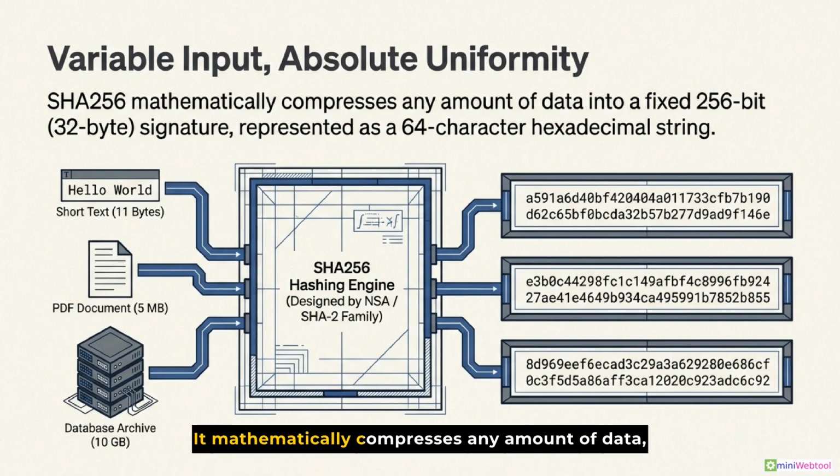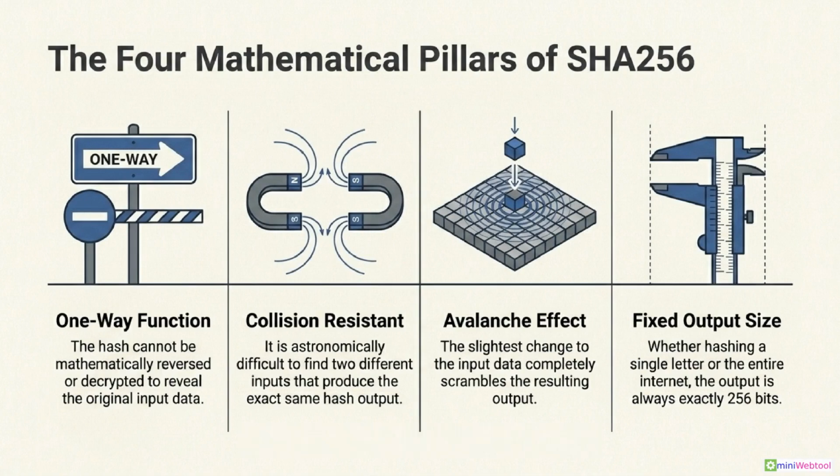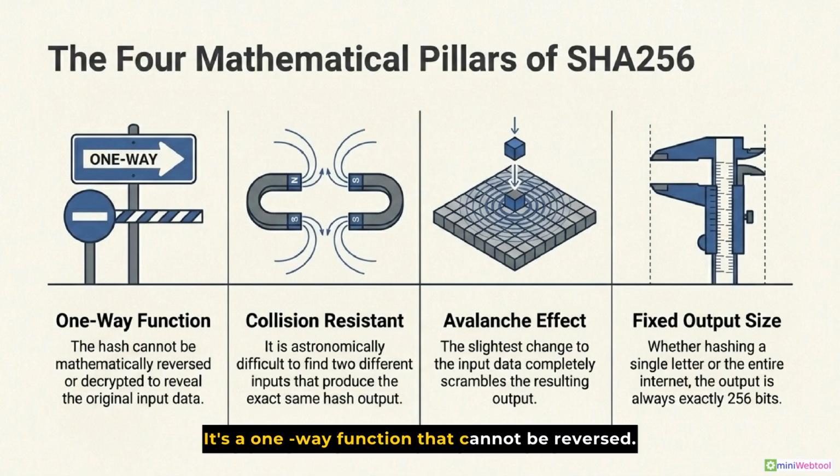It mathematically compresses any amount of data, from a few bytes to gigabytes, into a fixed 256-bit signature, represented as a 64-character hexadecimal string. The SHA256 function is built upon four mathematical pillars. It's a one-way function that cannot be reversed.